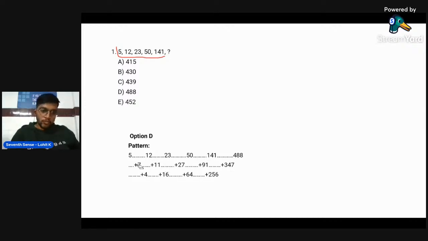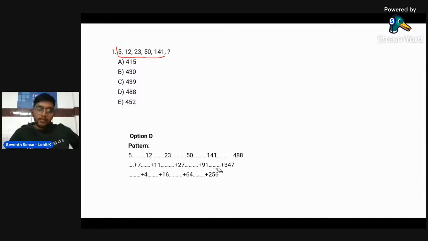In level 2, you have to find the difference of the level 1 numbers. So 7 and 11, what is the difference? 4. The difference of 11 and 27 is 16. The difference of 27 and 91 is 64. Like this, you calculate the differences of level 1, and then you get a pattern: 4, 16, 64, 256. This is a multiplication by 4. Whatever number you get, you multiply it by 4. So 4 multiplied by 4 is 16, 16 multiplied by 4 is 64, 64 multiplied by 4 is 256.